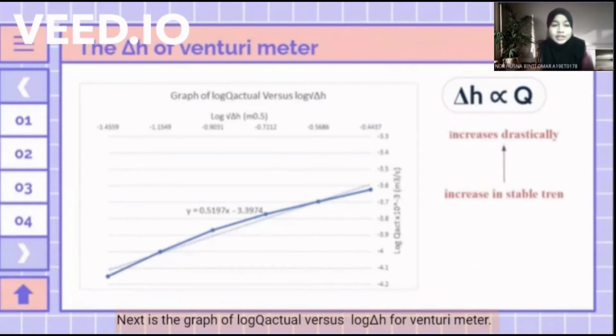Next is the graph of log Q actual versus log delta H for the ventimeter. For the ventimeter, the manometer water level increased in a stable trend until halfway, and then it increased drastically. As the difference in water levels H1 and H2 in the manometer decreases, the volumetric flow rate will also decrease. In the same way, when it increases, the flow rate will increase as well.